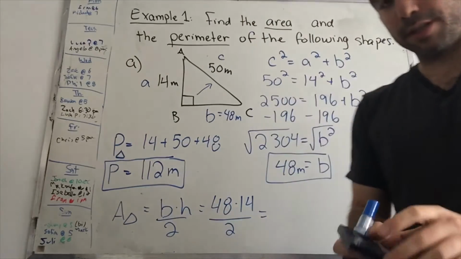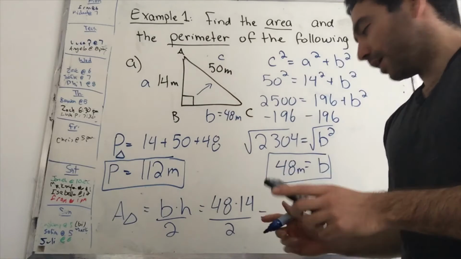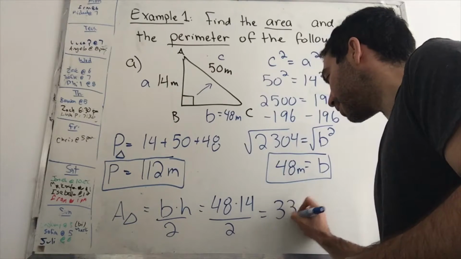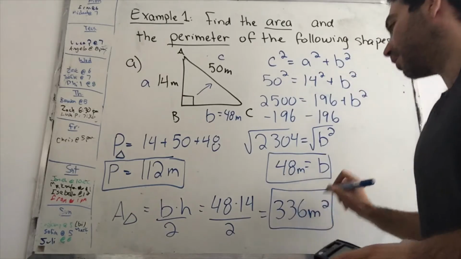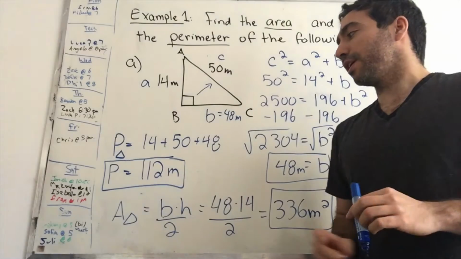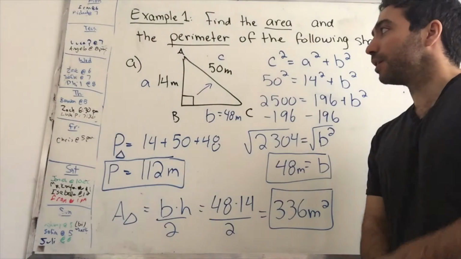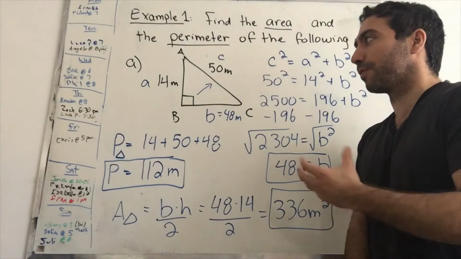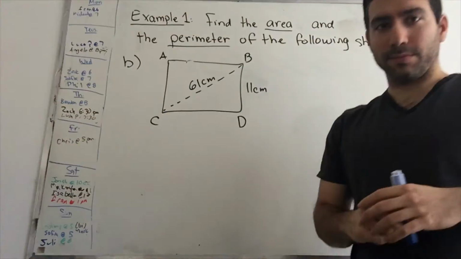Plug this on your calculator. 48 times 14 divided by 2, and I get 336 meters squared because it's area. And this is the final answer. So the perimeter of this triangle is 112, and the area of this triangle is 336. And that's how we use Pythagorean theorem to solve for areas and perimeters. Great job. I'll see you guys in the next example.